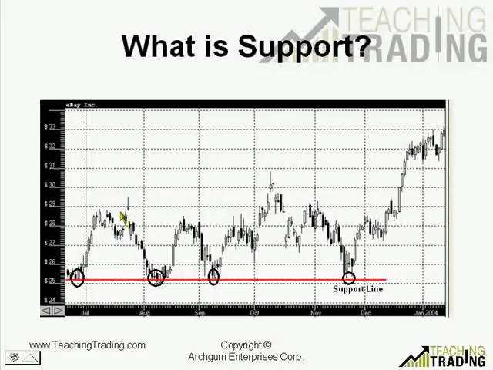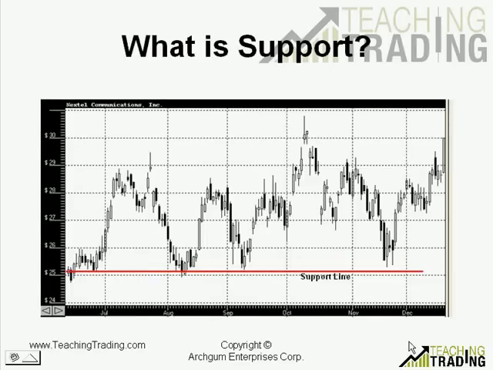So as prices fall, buyers are more likely to buy because prices are so cheap, and sellers are less likely to sell, thus pushing prices back up. So as prices fall back down again to support, at support, demand is greater than supply, and that's why prices get pushed back up.